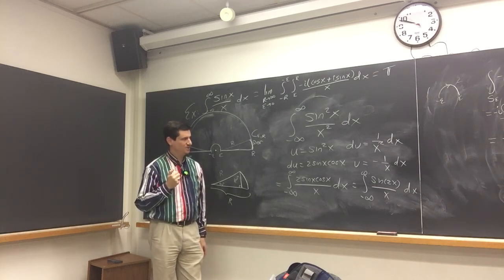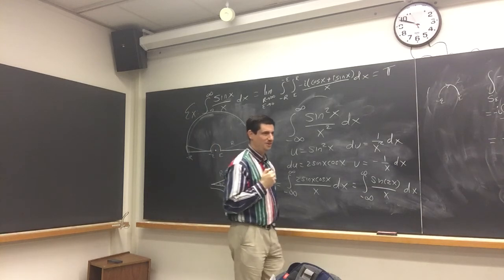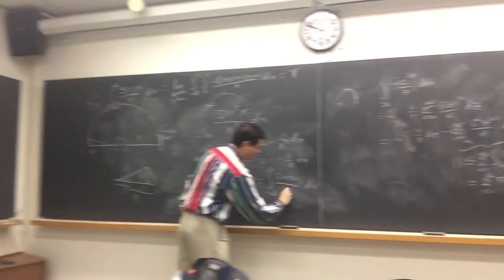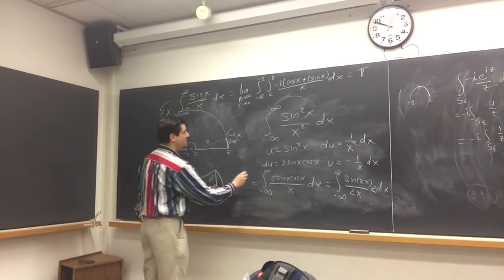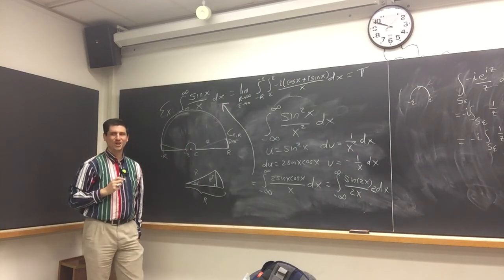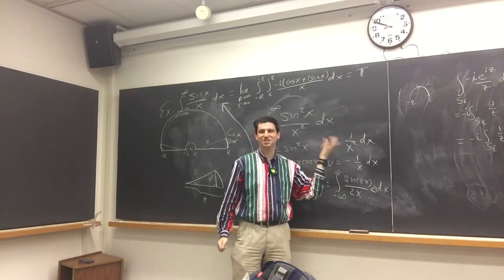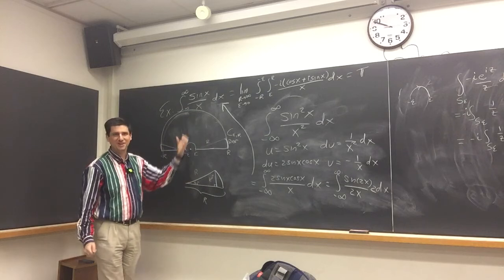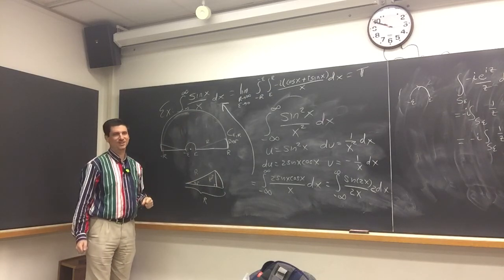How do I pull out a 2? Put a 2 down here, put a 2 down here, and then just change variables. u equals 2x. This integral is the integral we already did. So if you integrate by parts, you can reduce the sine of x over x squared to the sine of x over x, which we know how to do, and in fact which you can do using real analysis.